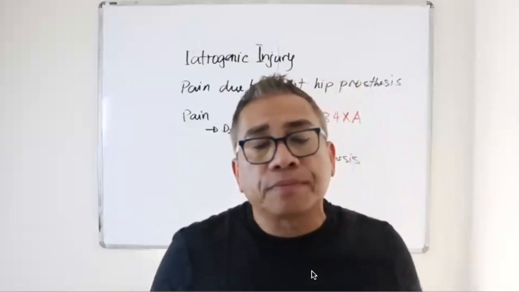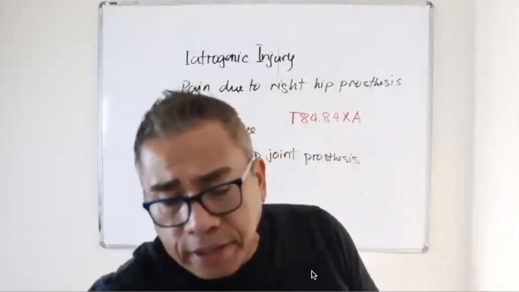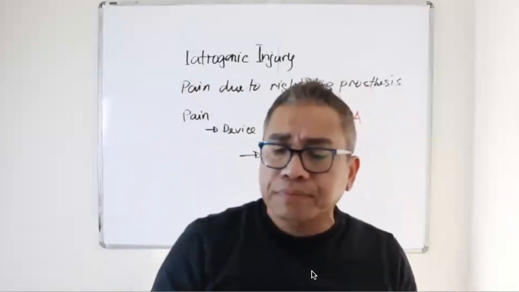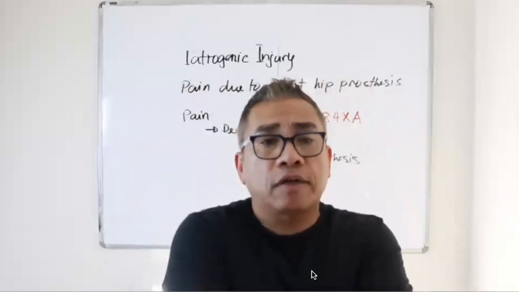Okay, so in that kind of scenario, the guideline said you don't need a separate code for external cause of morbidity.